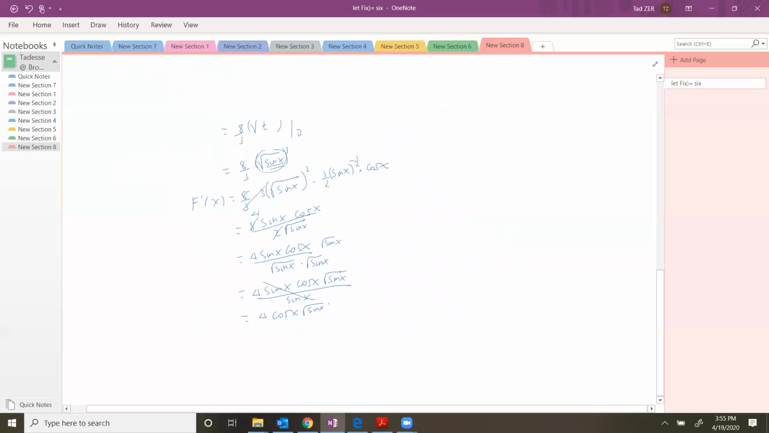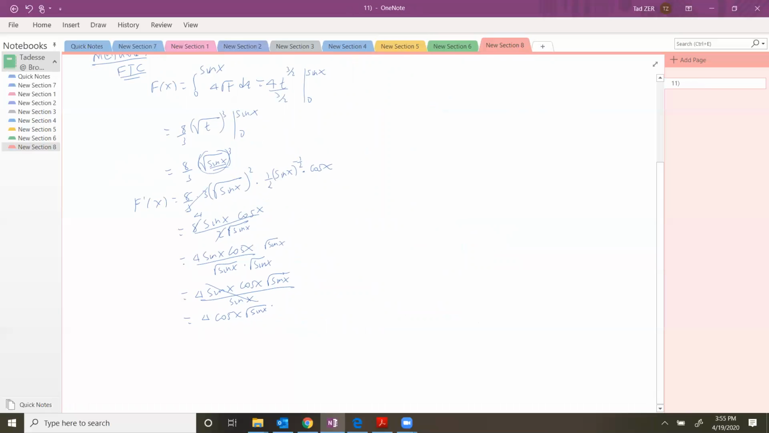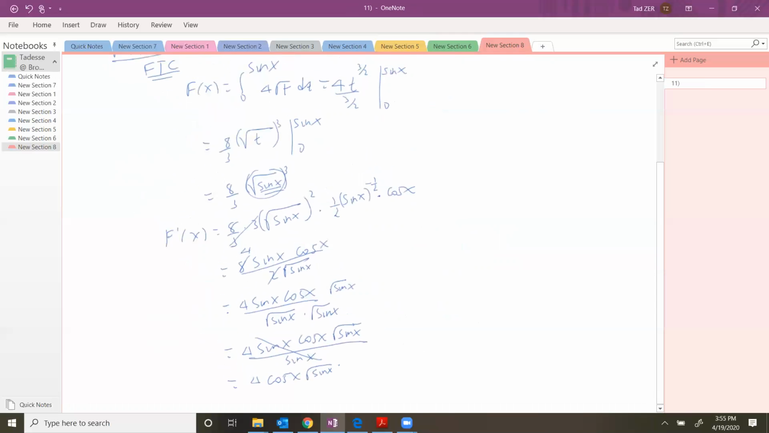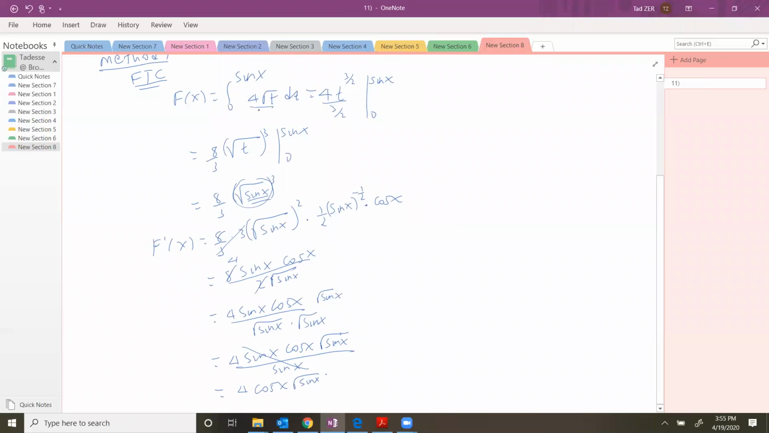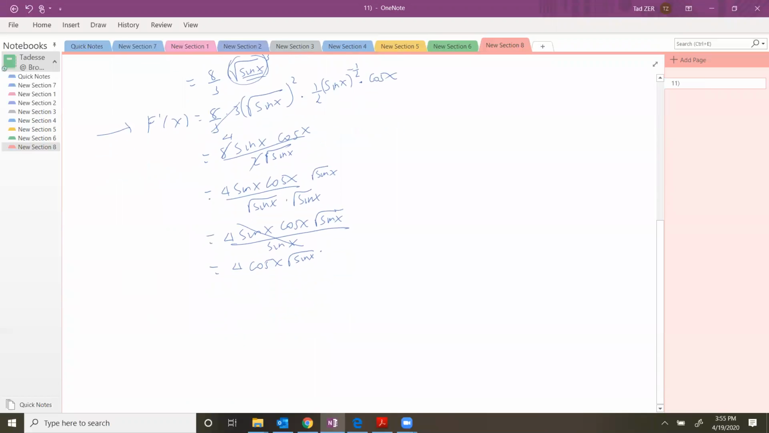Basically, let me just refresh you on what I did in this case. I have 4 radical t. I have to find the antiderivative and then evaluate at sine x and 0. Then the rest is finding the derivative, where I'm using the chain rule. So what is method 2?